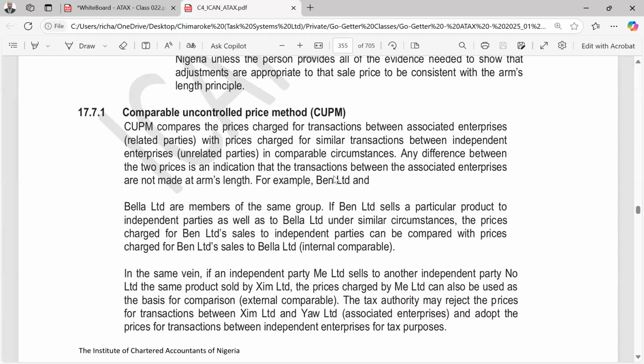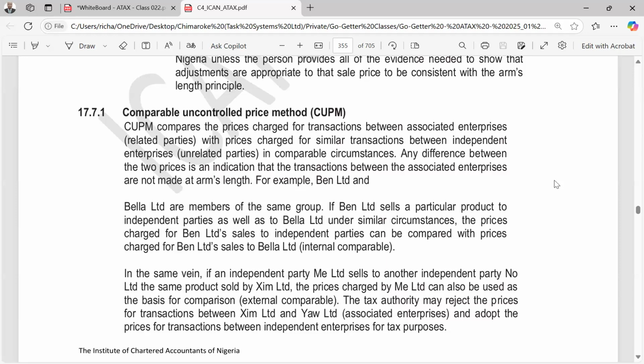Now let's look at an example. Ben Limited and Bella Limited are members of the same group. Now, Ben Limited sells a particular product to other independent parties. Let's say they are selling spare parts, a motor tire. They are selling it to independent buyers that they don't know. And they're also selling it to Bella Limited under the same circumstances.